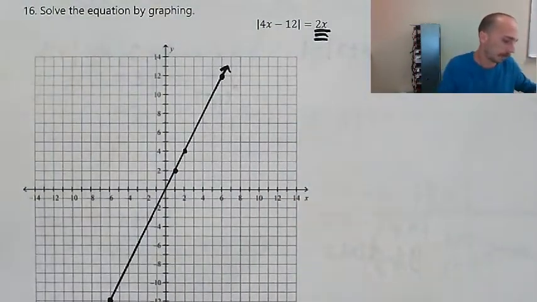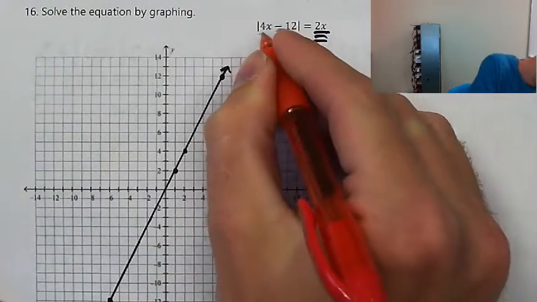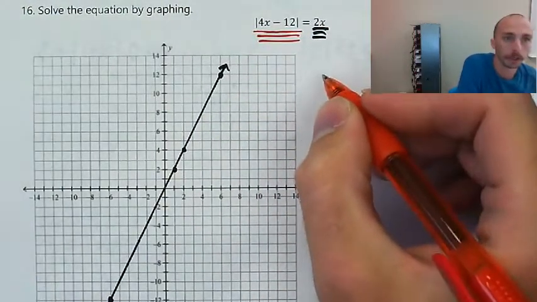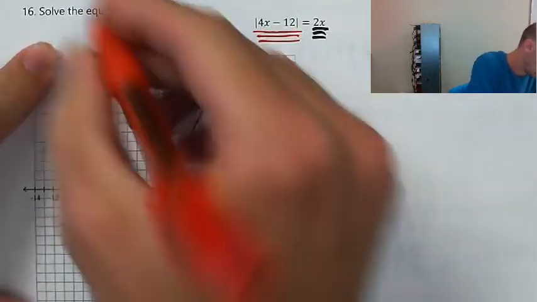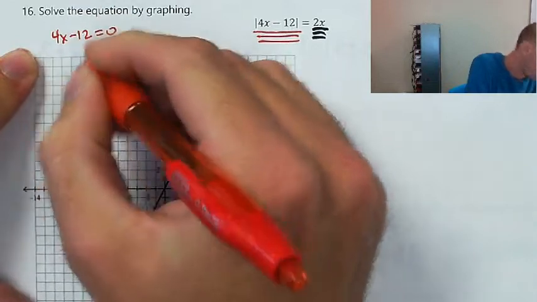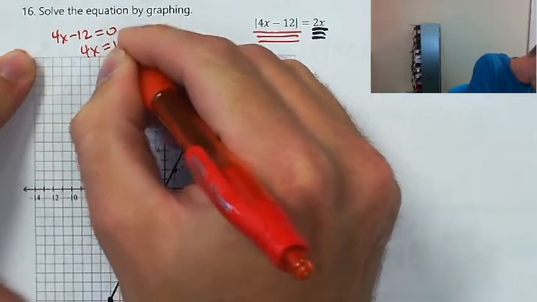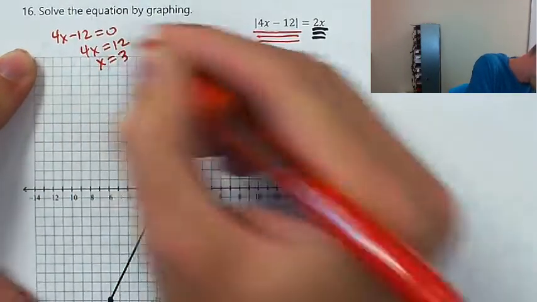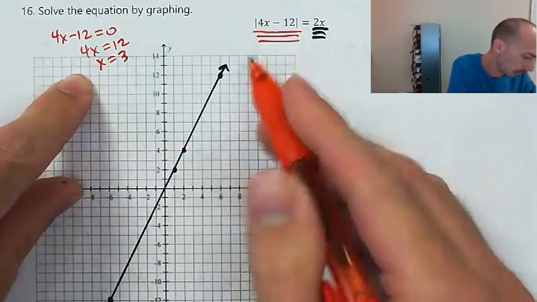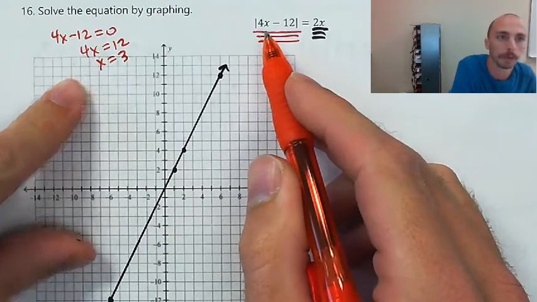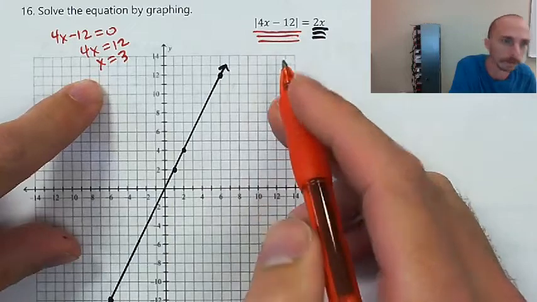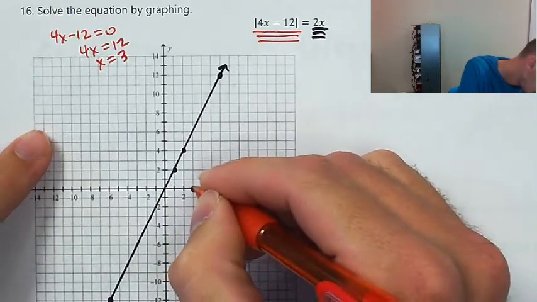Then I'll graph the absolute value of 4x minus 12 in red. I need to find the x coordinate of the vertex, and that would be where 4x minus 12 equals 0. Then I would add 12 to both sides, divide by 4, and get x equals 3. And then the y coordinate of the vertex, if I plugged in 3, I'd get the absolute value of 0. So it's going to be here.